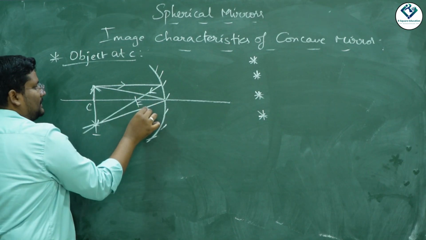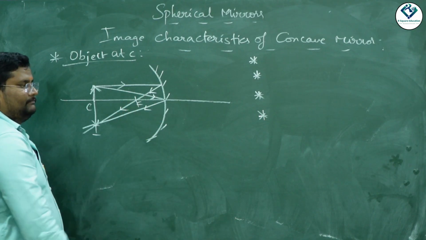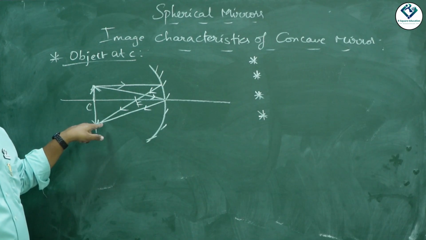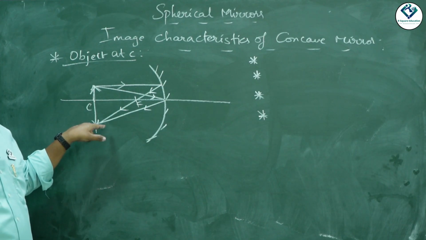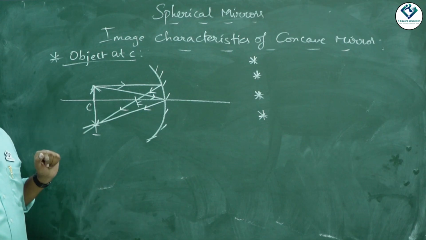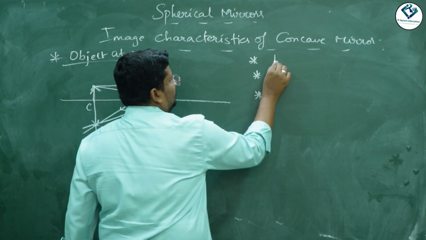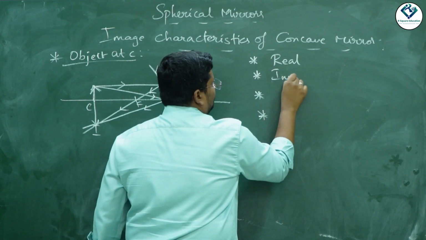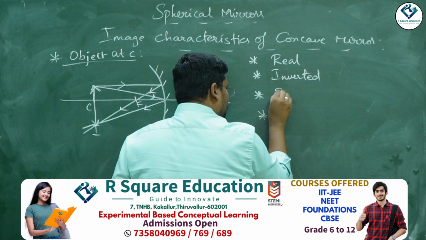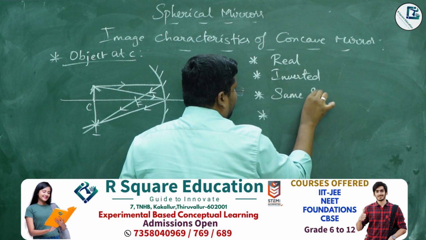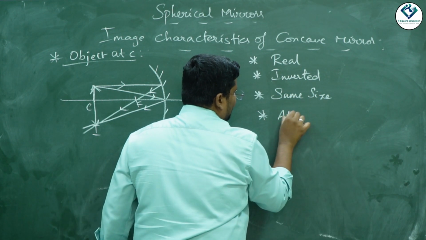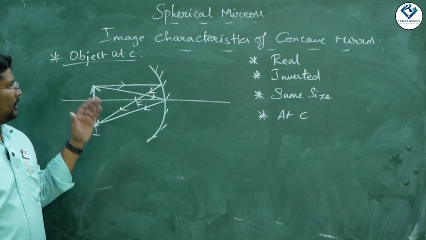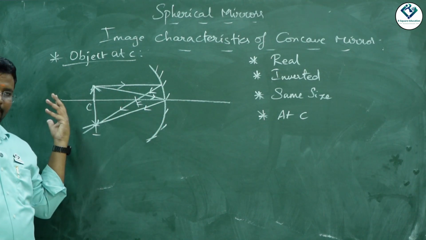Clear? So the arrow marks are very important for clarity. Two reflected rays meet at C after reflection. So this point is marked as the image formation. So what are the conditions here now? It is going to be real, inverted, same size, and the image is at C. Clear? So when the object is again coming in, the image is going out.